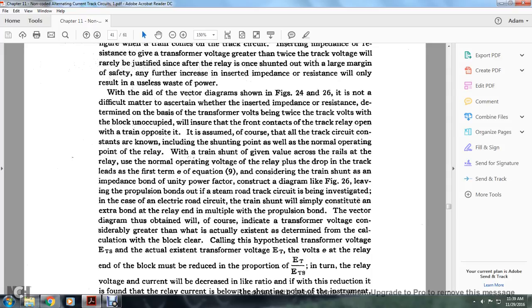Assume that all the track circuit constants are known, including the shunt point as well as the normal operating point of the relay. Given the train shunt value across the rails at the relay and the normal operating voltage of the relay, the drop in the track leads to the first term, the E of equation 9, with the train shunting considered as impedance bonding with a unity power factor construction diagram like in figure 26, leaving the proportional bonds out of the same track circuit being investigated.